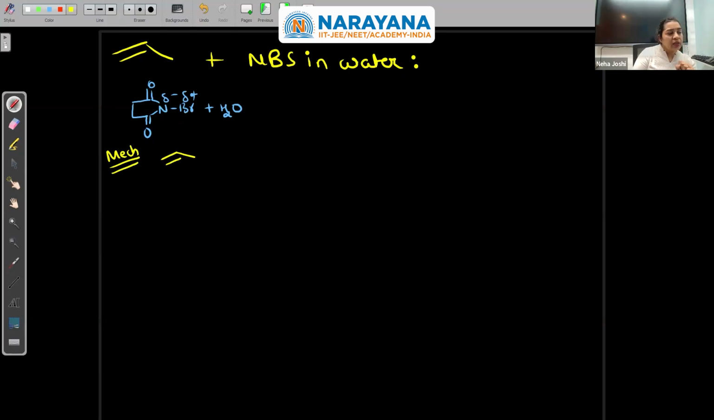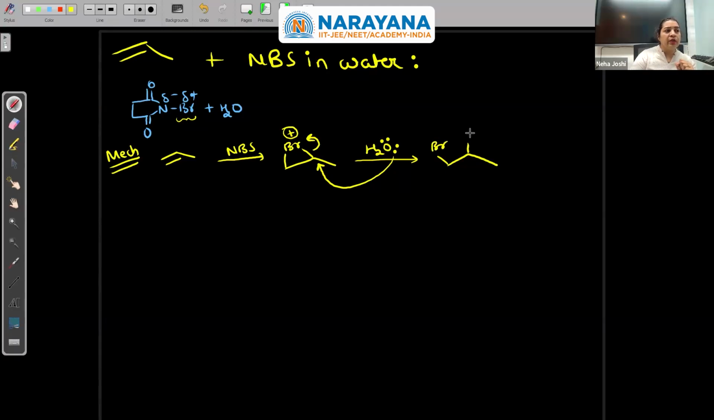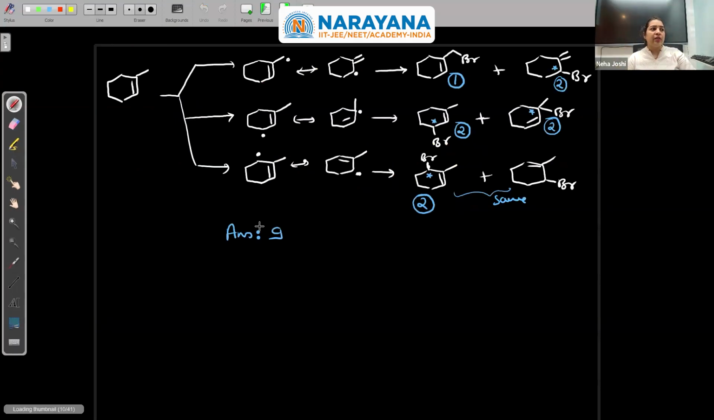this alkene reacts with NBS. So NBS is also a source of Br positive, not only radical. So with Br positive, we have a non-classical carbocation formed. And now water attacks on this. So if water attacks on this and the ring opens, this bromine and this OH, of course, H plus will be released. So if NBS with water is given, then you report your answer on alkenes as halohydrin. But if NBS with HBr is given, then you report as allyl radical.